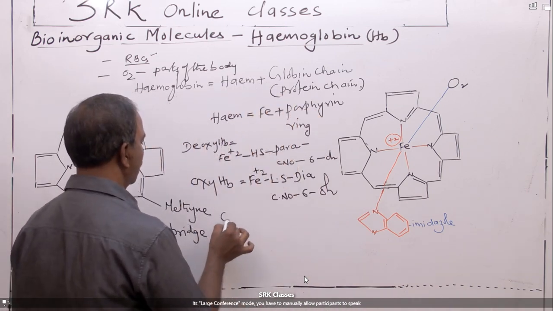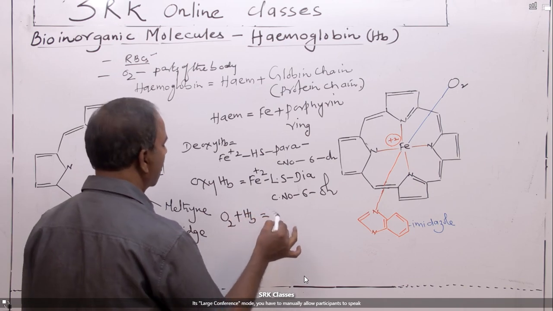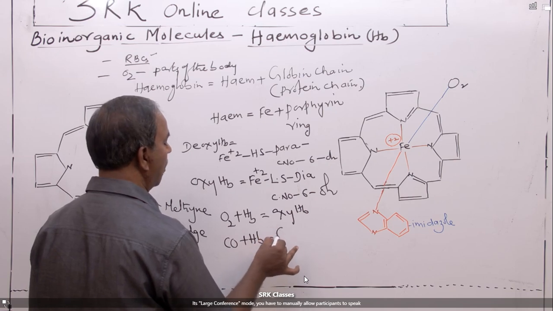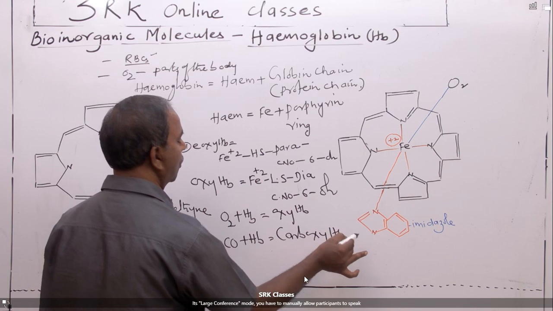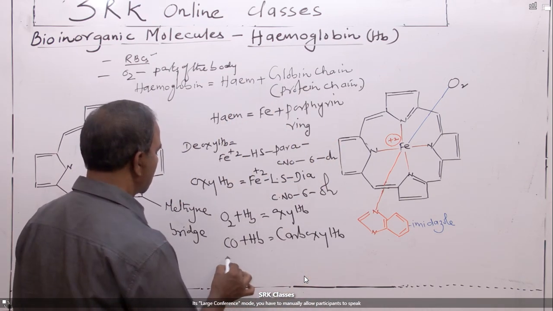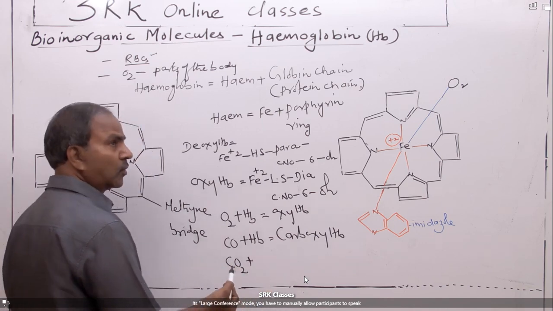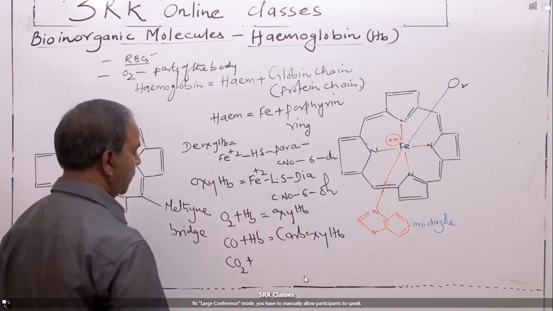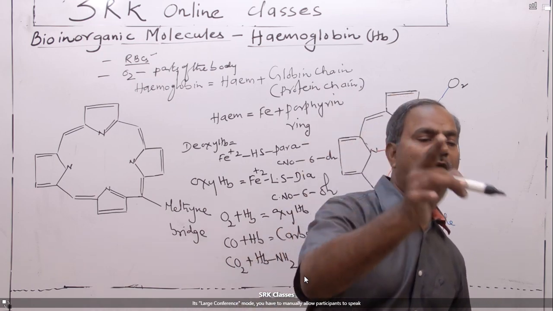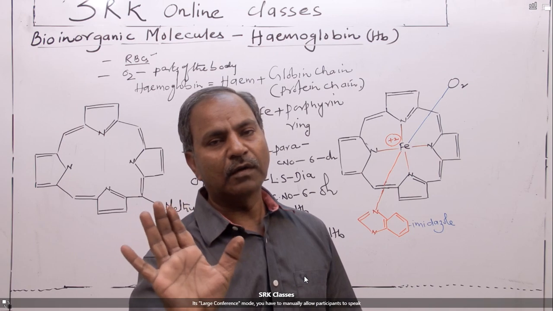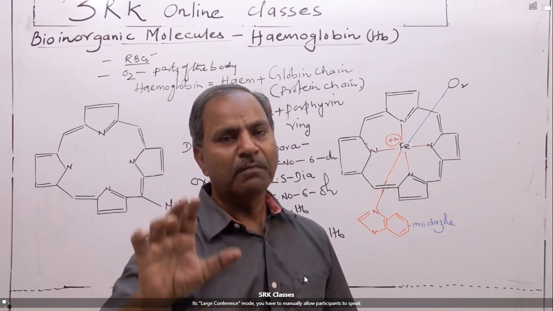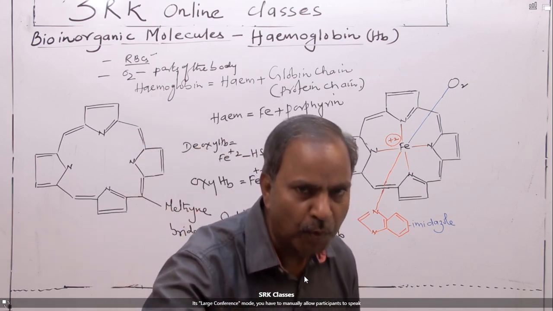O2 plus hemoglobin, we call oxyhemoglobin. CO plus Hb, when CO is bound instead of O2, we call it carboxyhemoglobin. This hemoglobin is also transporting CO2 from our body, by exhaling carbon dioxide. CO2 plus hemoglobin: this CO2 is not directly bound to the iron atom. O2 molecule and CO molecule are directly bonded to the iron atom, but CO2 molecule is bonded to one of the NH2 groups of the hemoglobin molecule.